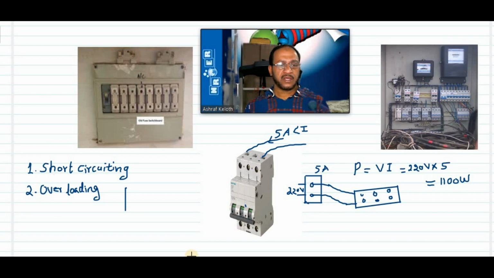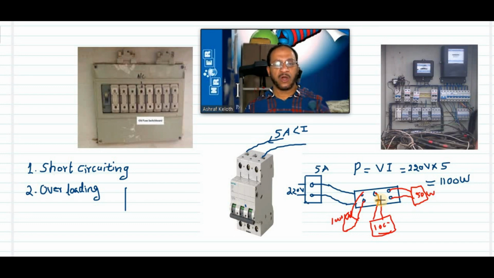Suppose you are taking connections from this extension cord wire. At the first plug you are connecting an iron box, and from the next you are connecting a TV. Suppose the iron box is 1000 watts. What is the maximum power allowed here? Only 1100 watts. Then you are connecting a TV. Suppose the TV is 100 watts. And here you are giving another connection to a device, suppose a sound system of about 50 watts, like this.